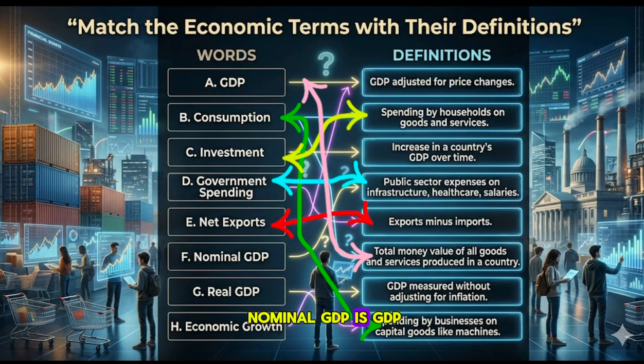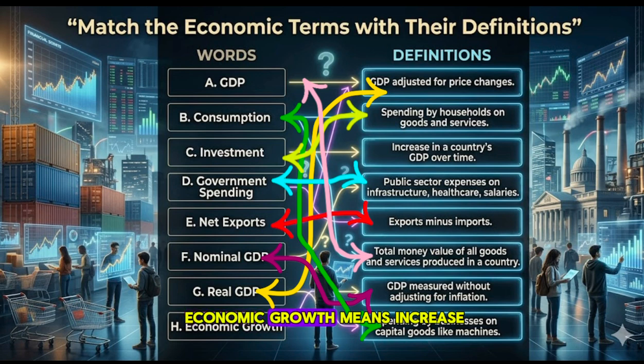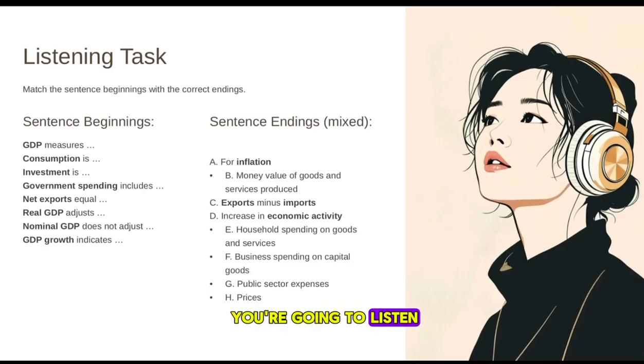Nominal GDP is GDP measured without adjusting for inflation. Real GDP is GDP adjusted for price changes or inflation. And finally, economic growth means increase in a country's GDP over time. Excellent work. These concepts are very important for understanding how an economy functions and grows. And now you're going to listen to an audio and match the beginning sentences with their correct endings.